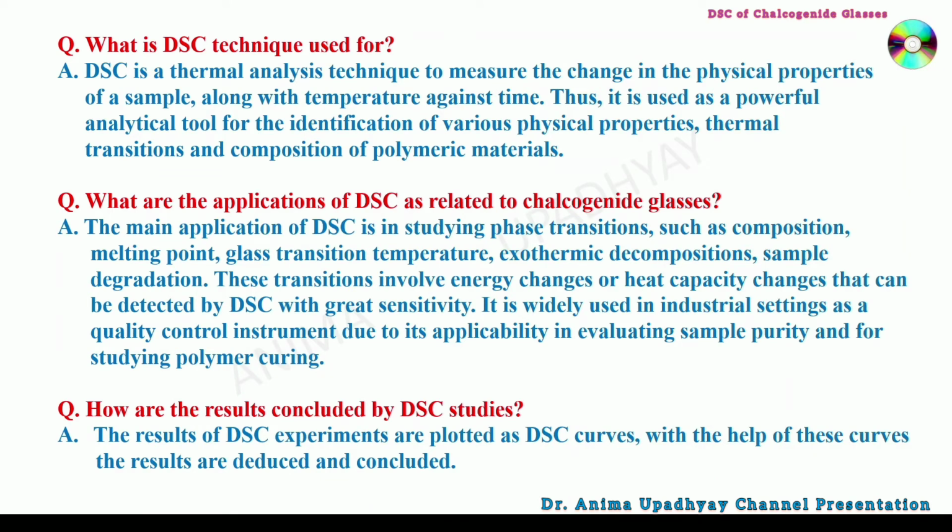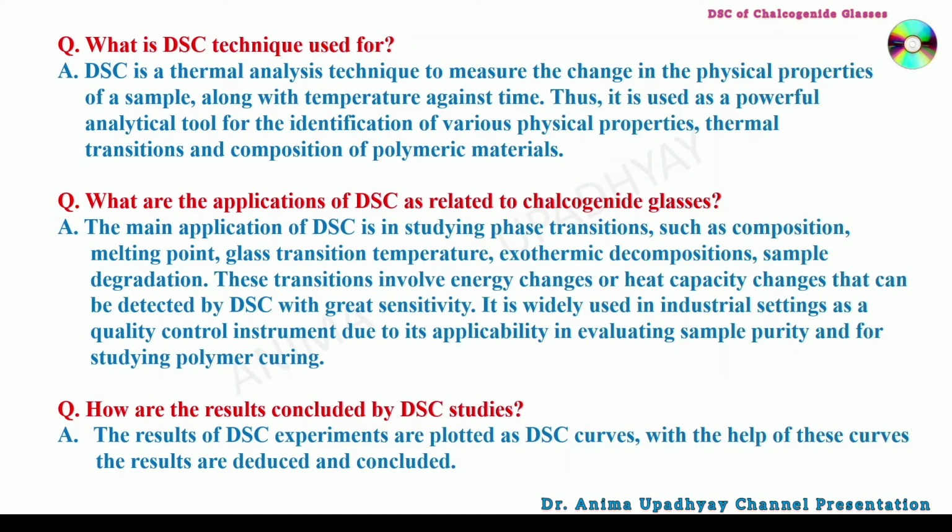What is DSC technique used for? DSC is a thermal analysis technique to measure the change in the physical properties of a sample along with temperature against time. Thus, it is used as a powerful tool for the identification of various physical properties, thermal transitions, and composition of polymeric materials. What are the applications of DSC as related to chalcogenide glasses?